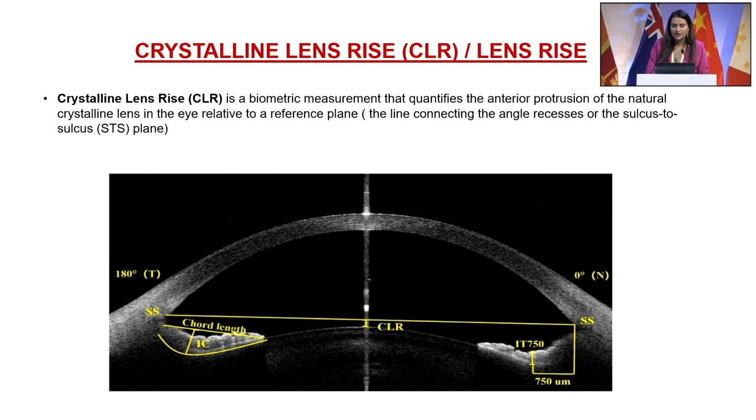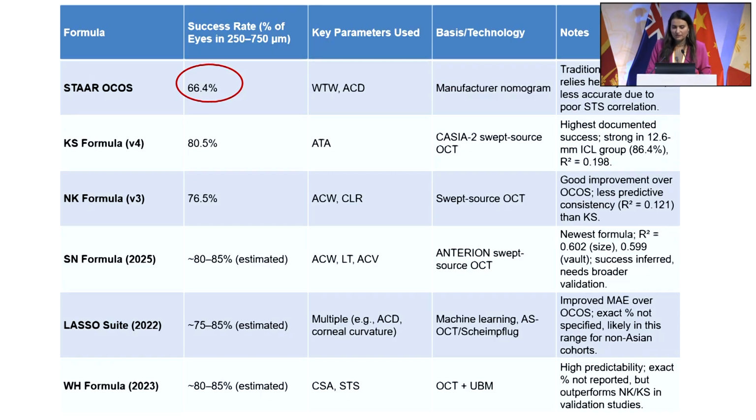So crystalline lens rise, or CLR, or simply the lens rise, is another biometric measurement that quantifies the anterior protrusion of the natural crystalline lens in the eye relative to a reference plane. So what is this reference plane? This is essentially the line connecting the angle recesses or the sulcus to sulcus plane. So you can see on both sides, the sulcus to sulcus, there's this line that joins, and in reference to this line, how high your lens is, the crystalline lens is.